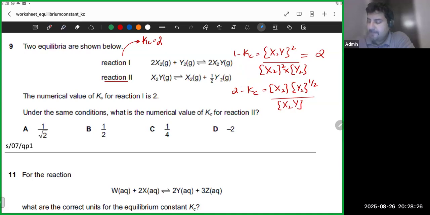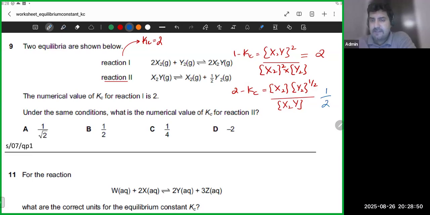The first difference is that X2 and Y2 were in the denominator over here, and in this one, X2 and Y2 are in the numerator. So the whole expression is upside down. So over here, if the above one is 2, over here it's going to be 1 by 2 because it's written the other way around.